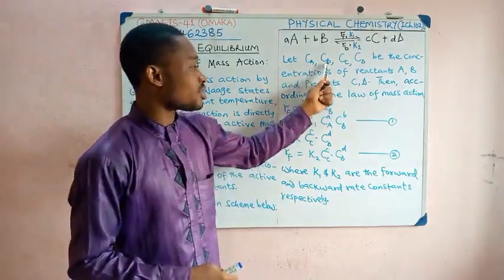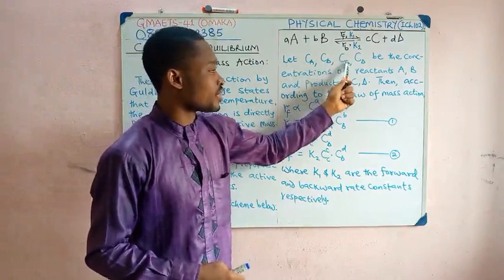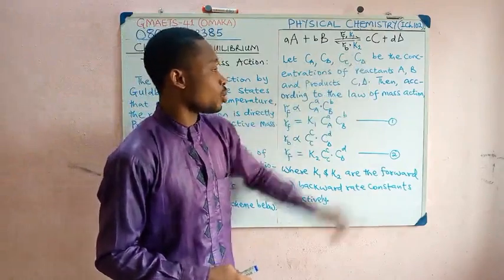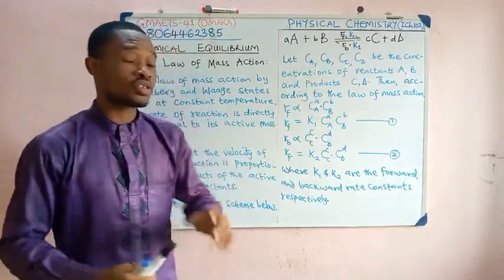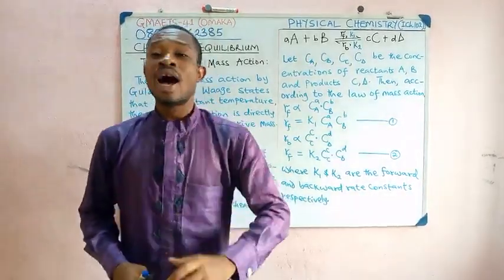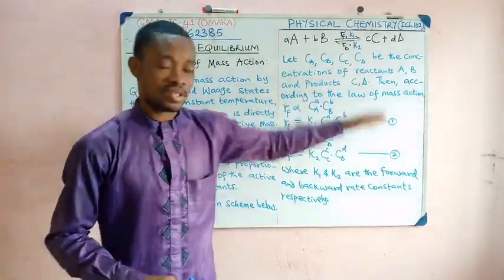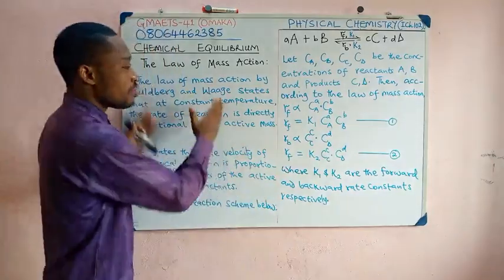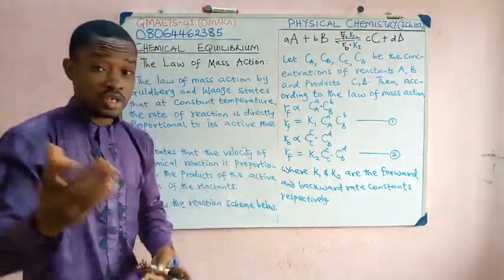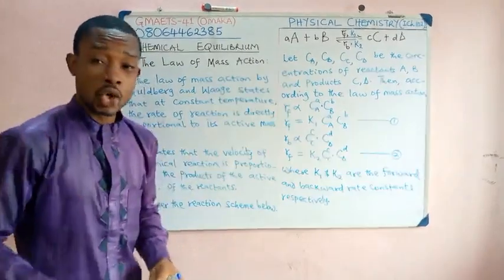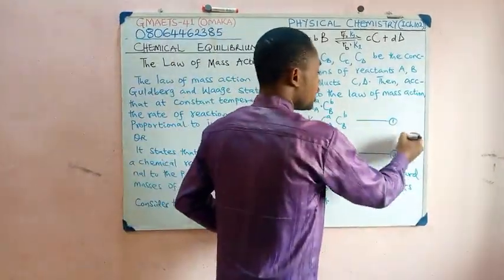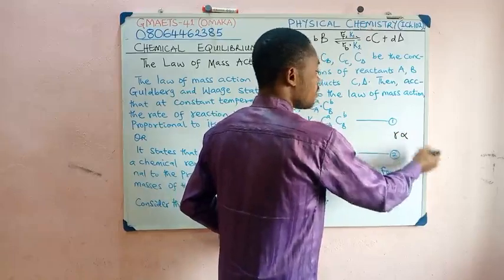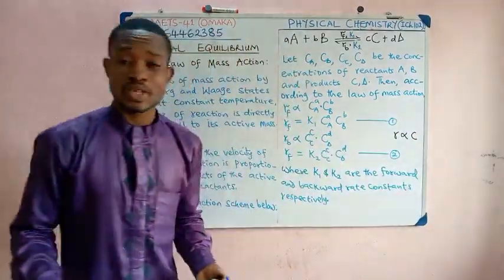C subscript A, C subscript B, C subscript C, and C subscript D. We are going to take them as the concentrations of reactants A and B and the concentration of products C and D. Now I want to apply the law of mass action to this equation. Of course, according to Waage and Goldberg, rate of reaction is directly proportional to what? To active masses, for which we're going to use concentration C.